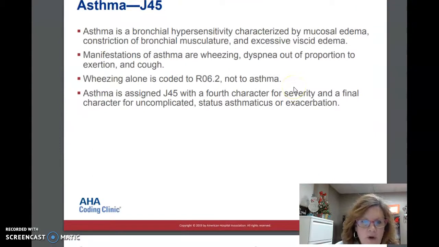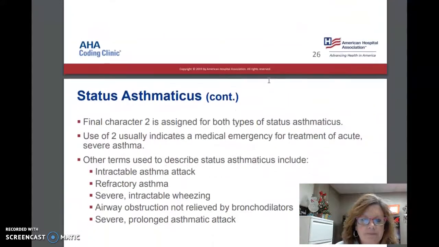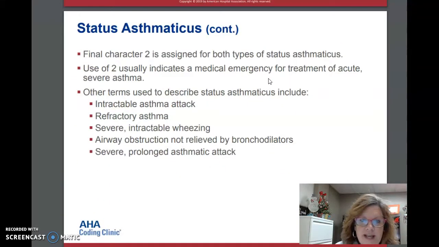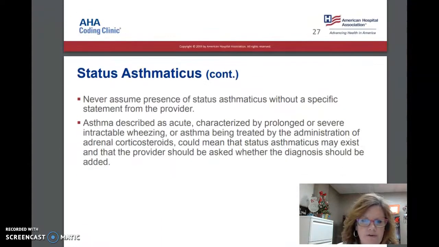We have asthma codes. Wheezing alone is coded to R06.2, not to asthma, so keep that in mind. Sometimes you have status asthmaticus, and with that one, the final character is going to be assigned for both types of status asthmaticus. So make sure you code these out to the highest level you can, just for accuracy.